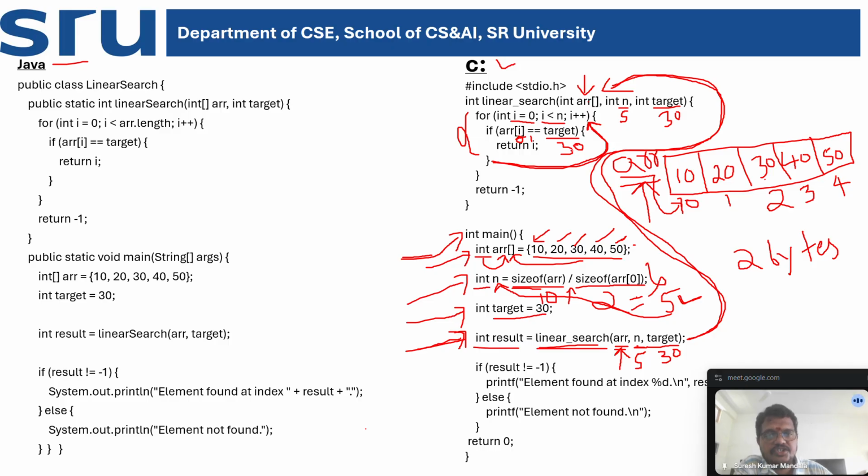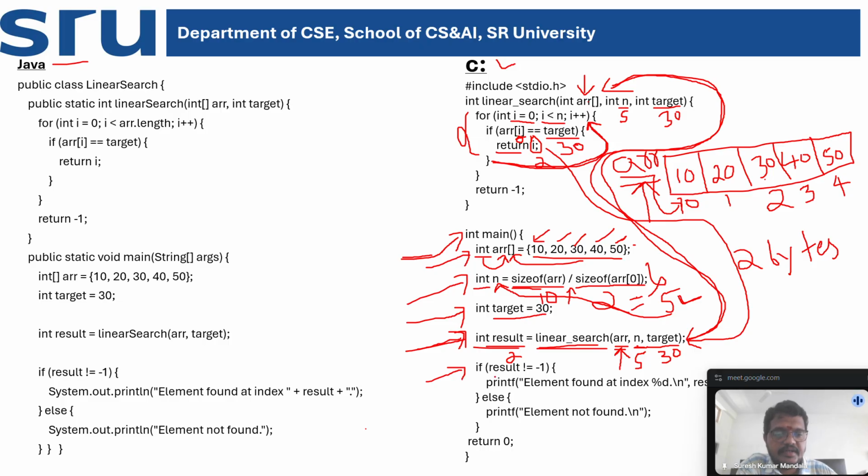Yes. Now the condition is true. It will return the i value. What is the i value we are having? 2. From here the control jumps to the same line where the function call was made, the linear search call. So the result will be stored with the value 2. Next, it will check the if condition.